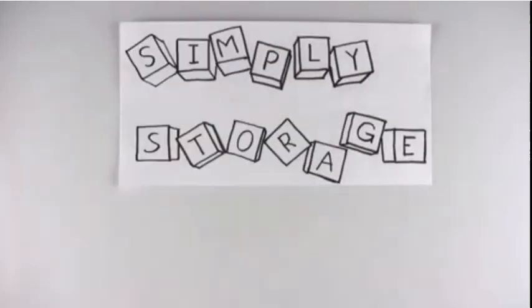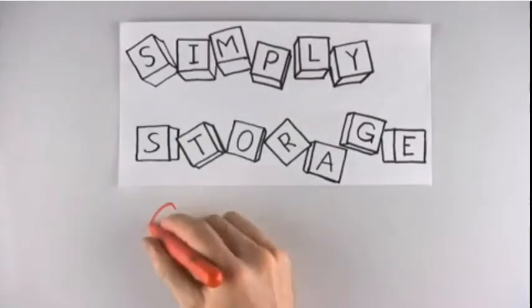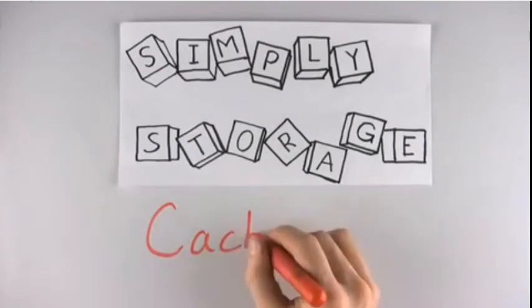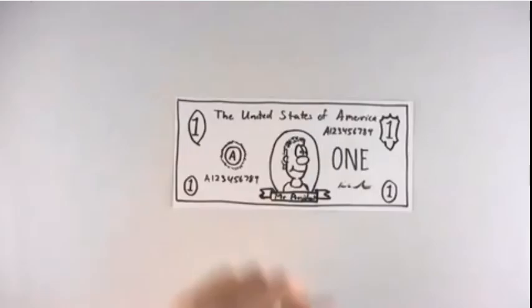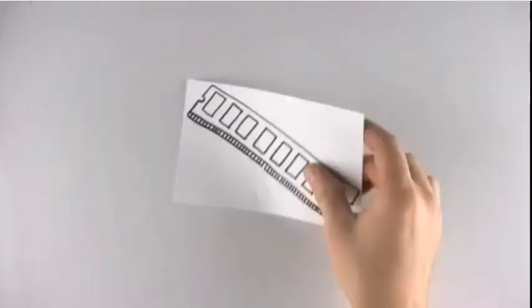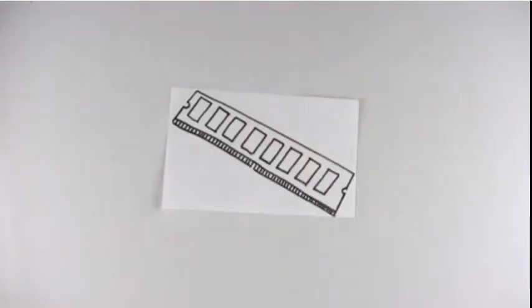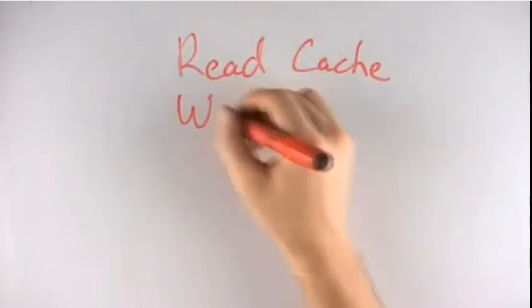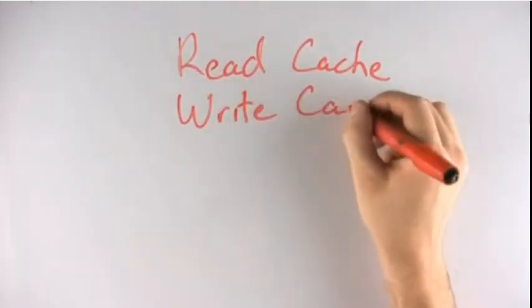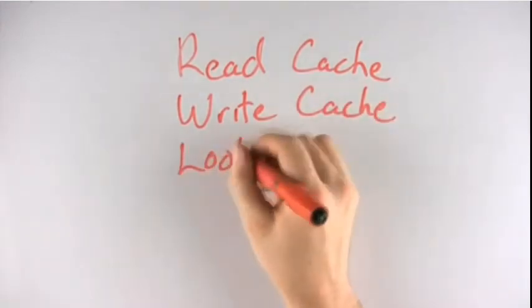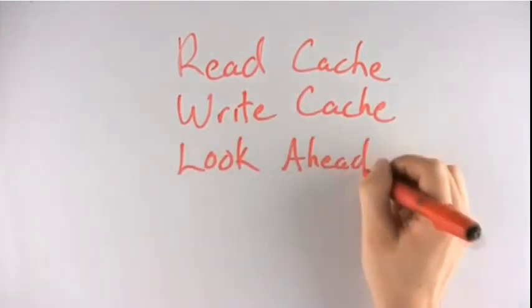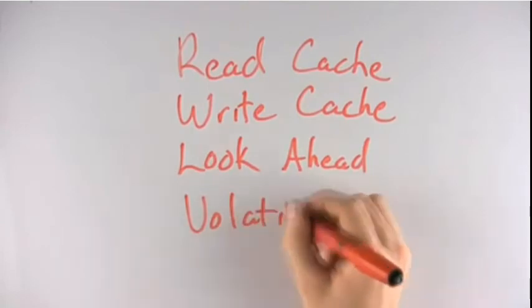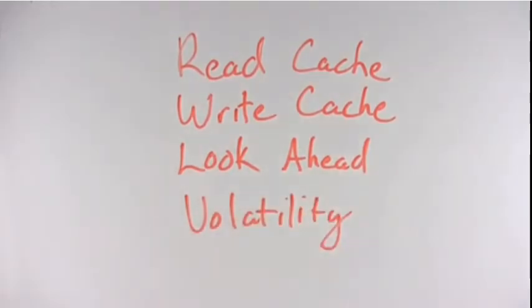Simply storage. Cache. Having cache is great. No, not that kind of cache. The kind of cache we're covering is a special allocation of computer memory that improves your data storage performance. Cache can be used for both reading and writing data, and special algorithms can make it even more effective. Like everything else, however, cache does have potential drawbacks.